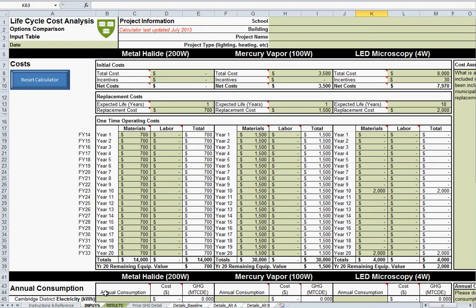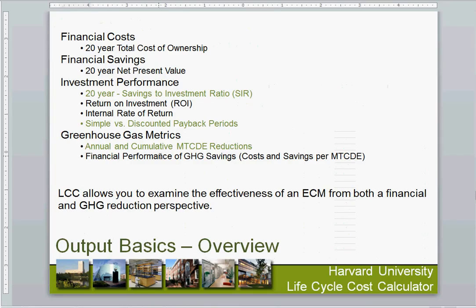Okay, so moving back to our presentation. Our output basics: we basically set this up so you have information on your costs. What is your total cost of ownership? That is provided for both your baseline and each of your measures independently. So just a total sum of everything. How much is this going to cost me to own for 20 years? And then we look at net present value, which is the savings. So that's looking at my alternate. How much is my LED saving me relative to my baseline?